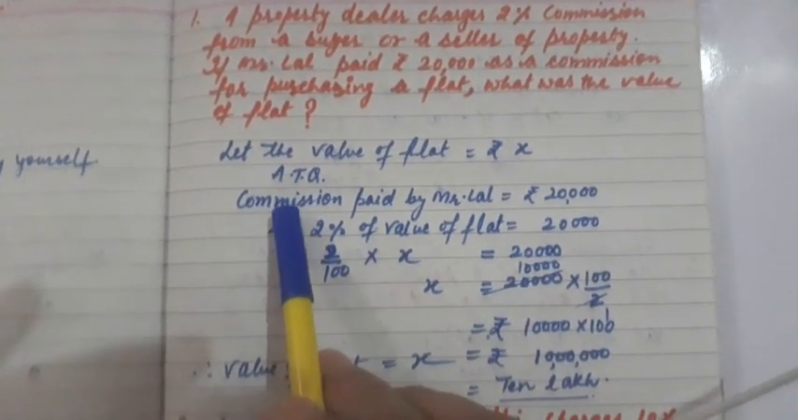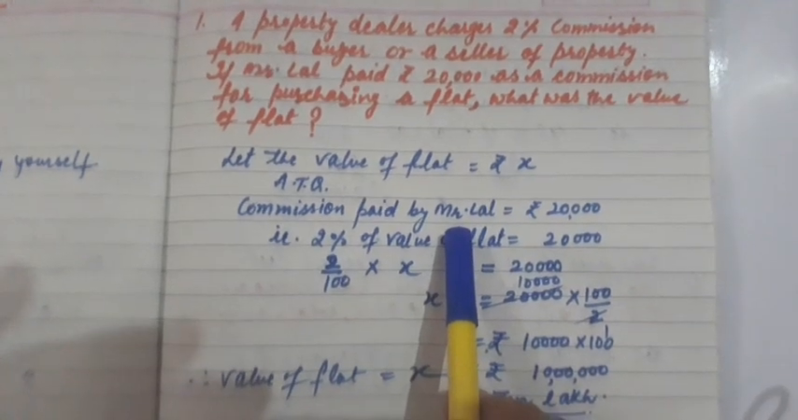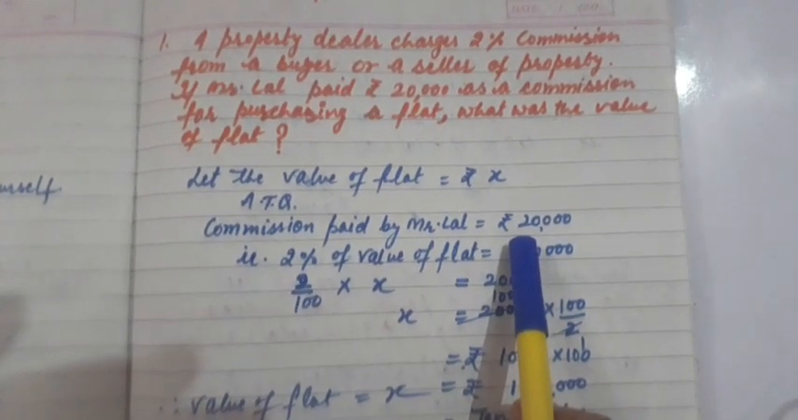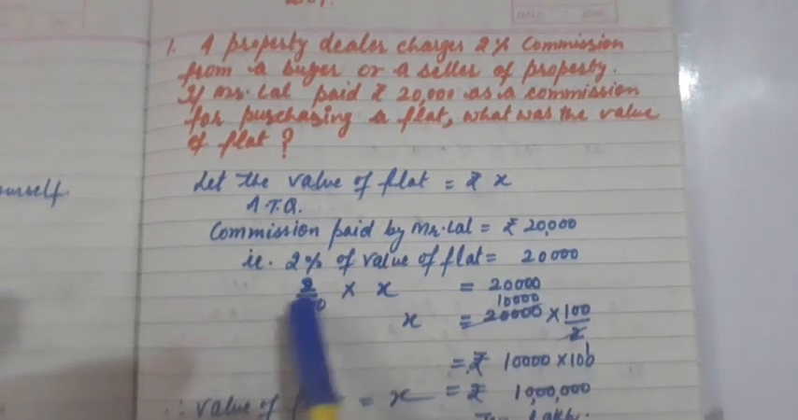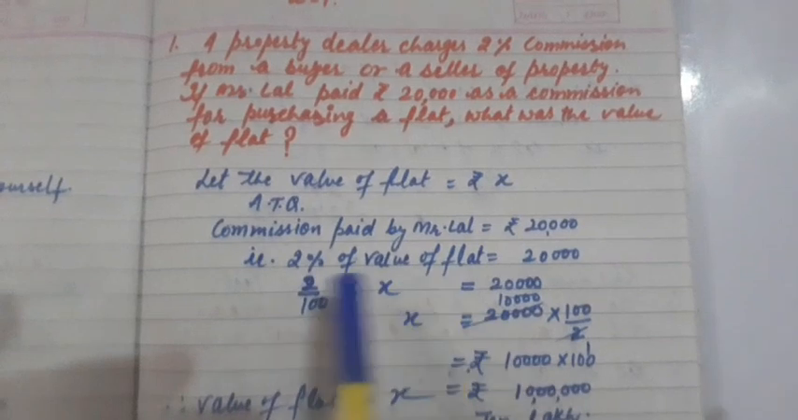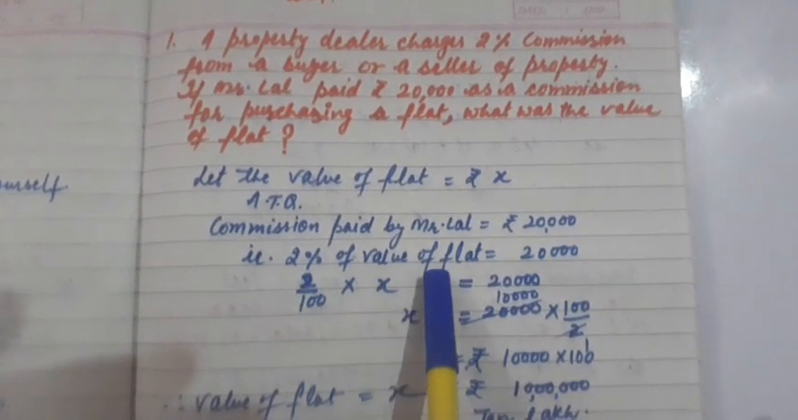Now according to the question, the commission paid by Mr. Lal, that is rupees 20,000, is given in rupees, and this commission is the 2% of the total value of the flat. That is 2% of the value of the flat.